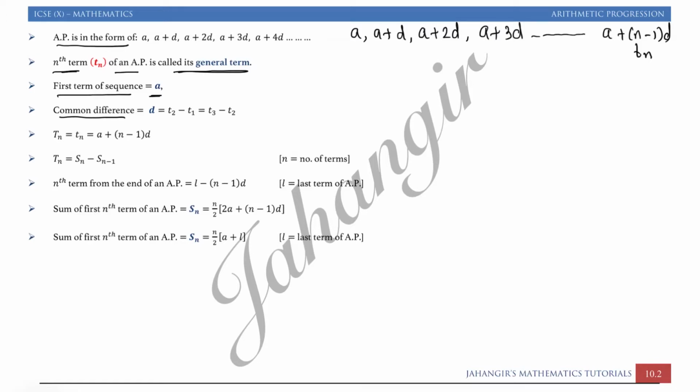Common difference can be written as second term minus first term, or third term minus second term, or fourth term minus third term. Do remember, if we are using the sequence 3, 7, 11, 15, 19 and so on, you cannot find the common difference by subtracting the second term from the first term. Always subtract the first term from the second term. That's the rule. Tn, that is the nth term, you can write as A plus n minus 1 into d.